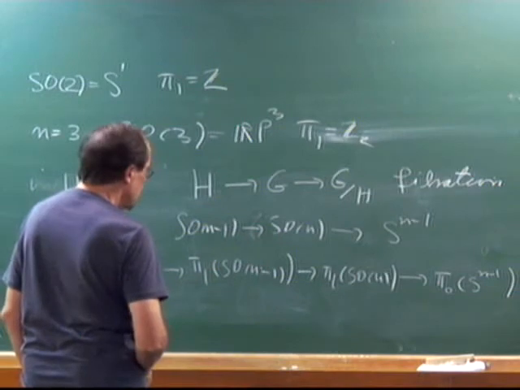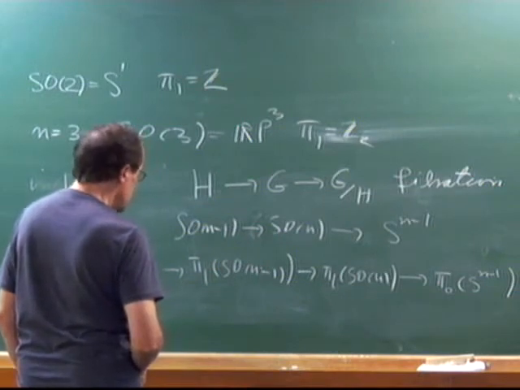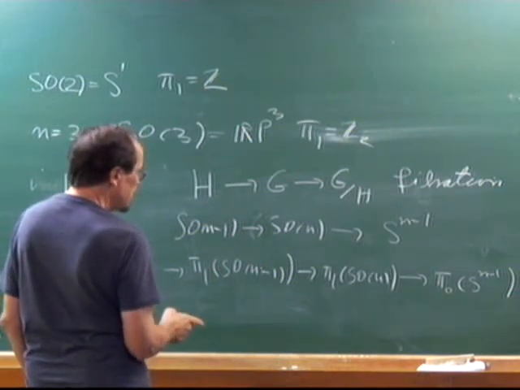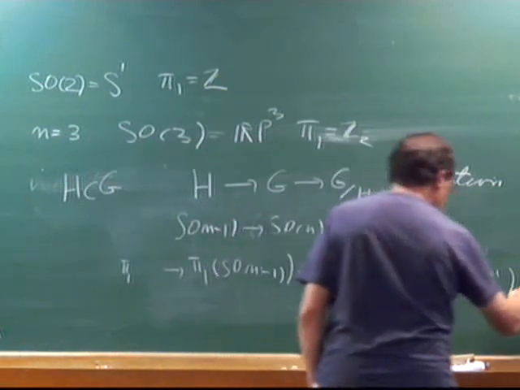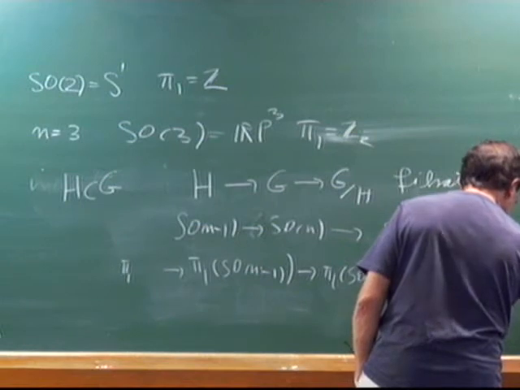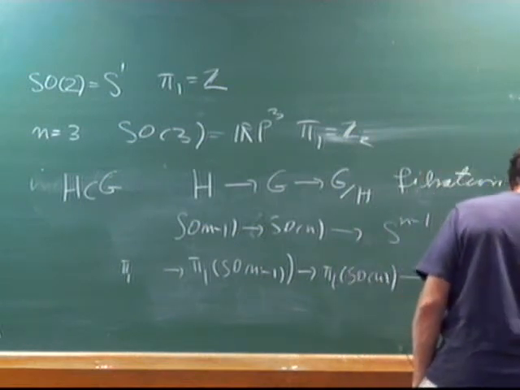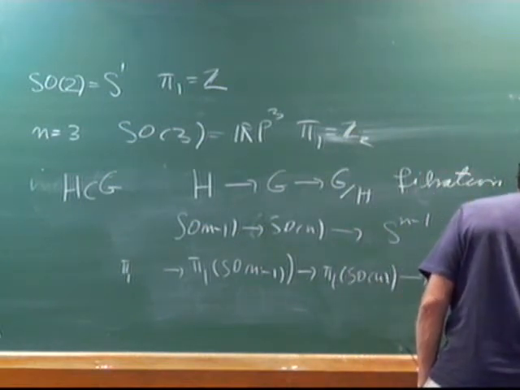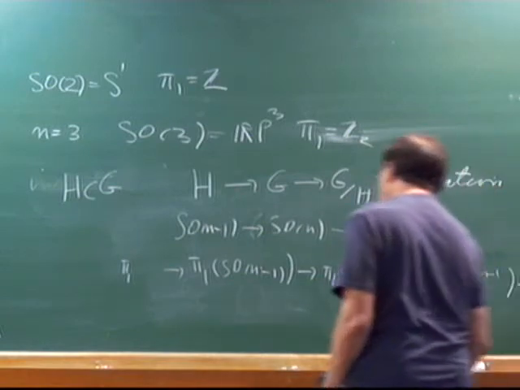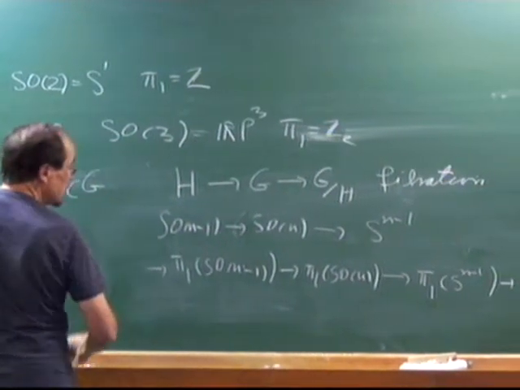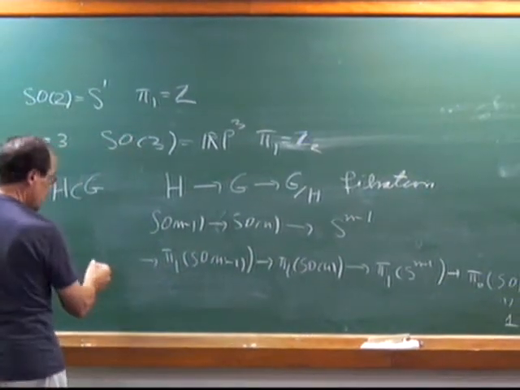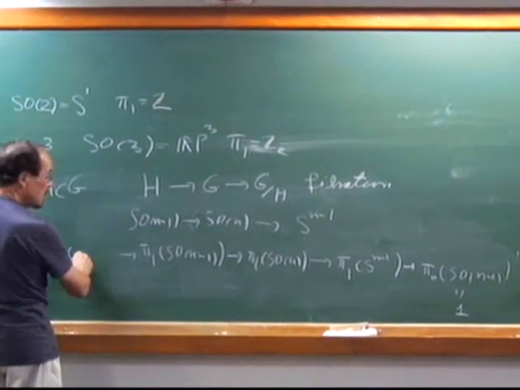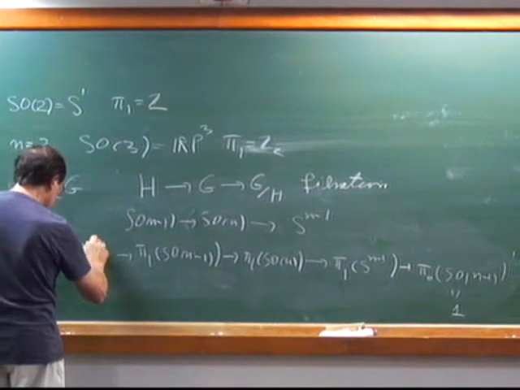Sorry, what am I doing? To pi 0 of the fiber, right? Well, but the fiber we know is connected. And here is then what? Base, one more of the base, pi 2 of S^(n-1).